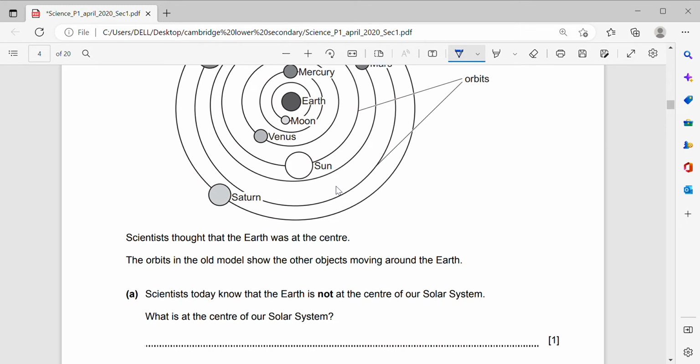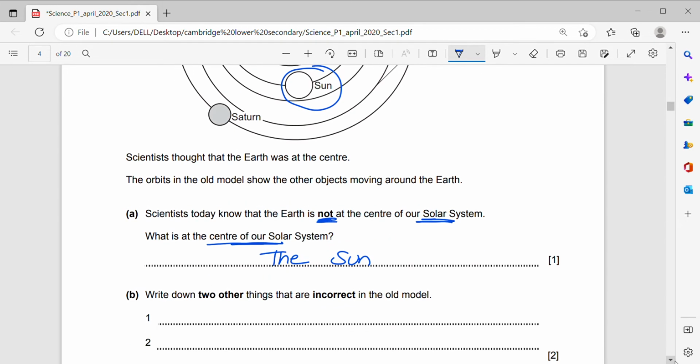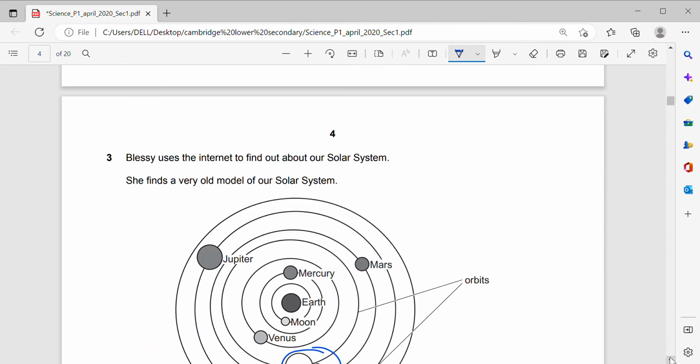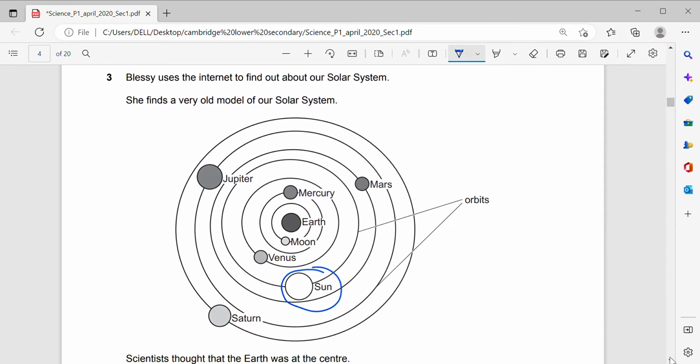Scientists today know that the Earth is not at the center of the solar system. What's at the center of our solar system? Actually, the sun. The sun is at the center of our solar system. Next question, write down 2 other things that are incorrect in the old model. Let's go up and check. What's incorrect about this old model? What do we have here?